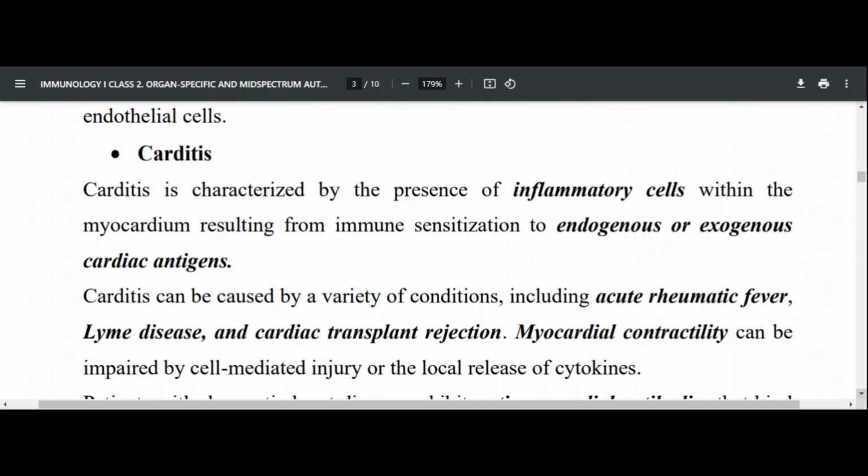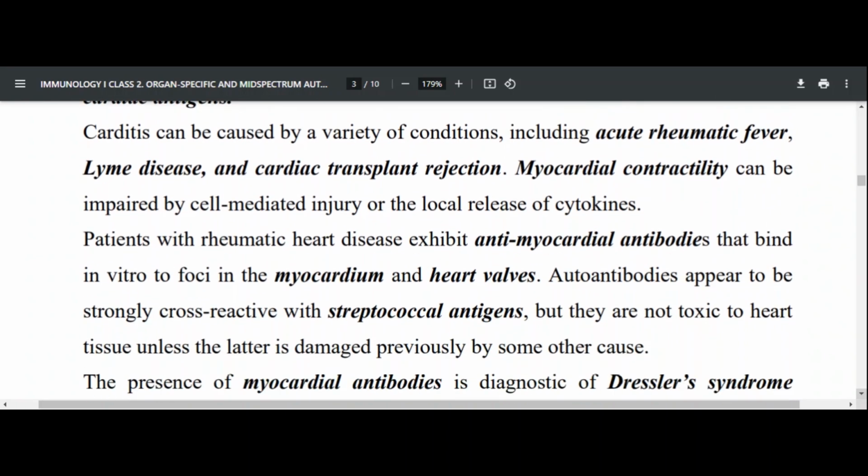So what happens? Myocardial contractility can be impaired by cell-mediated injury or local release of cytokines. Patients with rheumatic heart disease will exhibit anti-myocardial antibodies that bind in vitro to foci in the myocardium and heart valves. The autoantibodies appear to be strongly cross-reactive with streptococcal antigen, but they are not toxic to heart tissue unless the latter is damaged previously by some other cause.